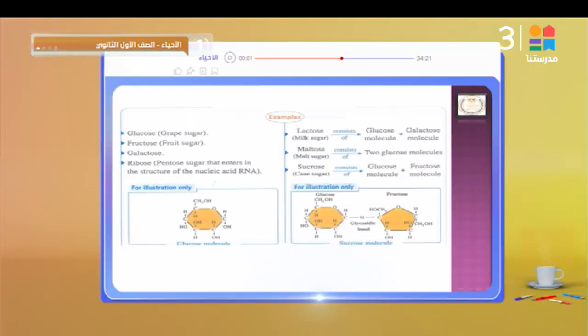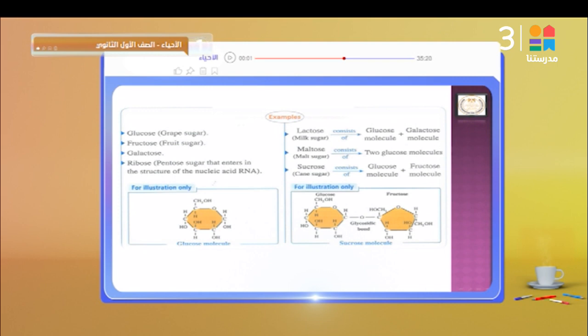Lactose consists of glucose plus galactose. It's found in milk sugars. Maltose consists of 2 molecules of glucose. So the highest amount of energy is found in maltose. Why? Because maltose contains 2 molecules of glucose, and glucose is essential in the structure of monosaccharides. Saccharose is glucose plus fructose.